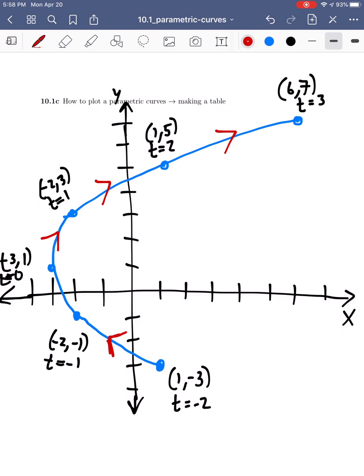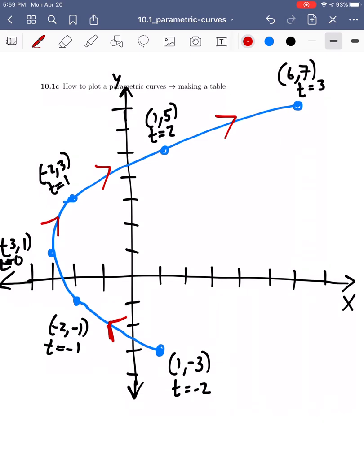So in general, we can plot parametric curves much in the same way that we've plotted functions in the past, except both the x and y coordinates are functions of our external parameter, in this case, a parameter t.